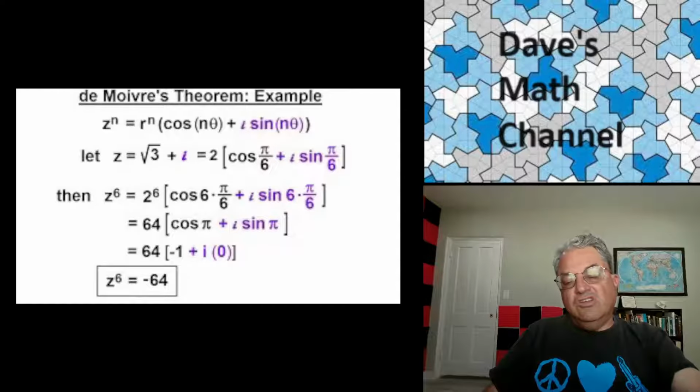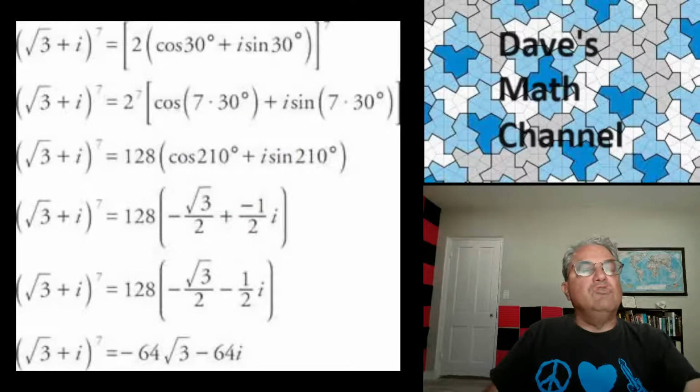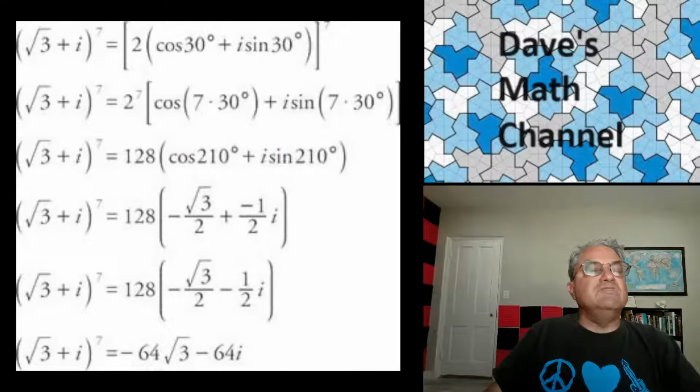So, let me just show you another, a little bit more complicated example. This is basically the same example, except here we're raising to the 7th power. So instead of multiplying the argument by 6, and here they do it in degrees, they're multiplying by 7. That's going to give you cis of 210 degrees, which if you work that out is negative square root of 3 over 2 minus 1/2 i.